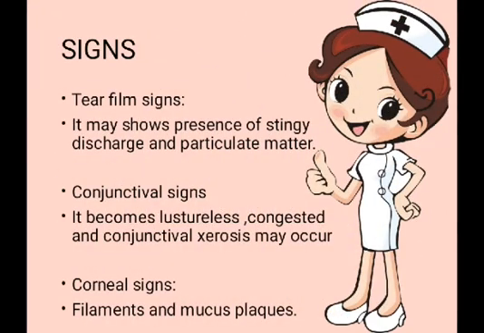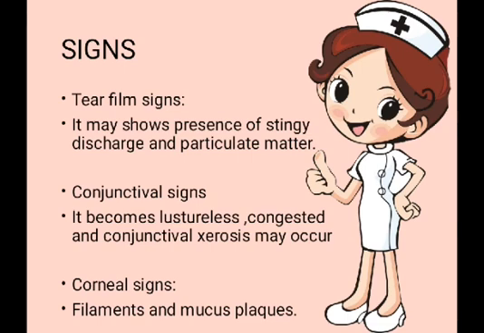Let's move to the signs. Now different parts of the eyes show different kinds of signs. First is tear film signs, the second one is conjunctival signs, and the third one is corneal signs. Tear film signs are shown by the tear film. The tear film shows the presence of stringy discharge and particulate matter, which means dusty particles.